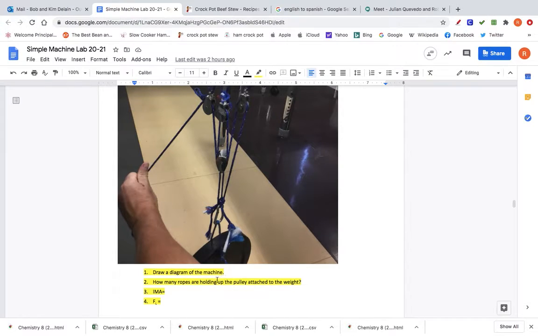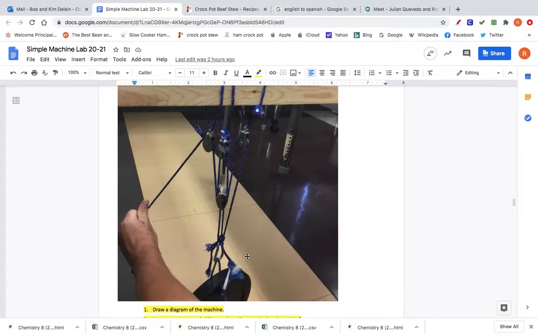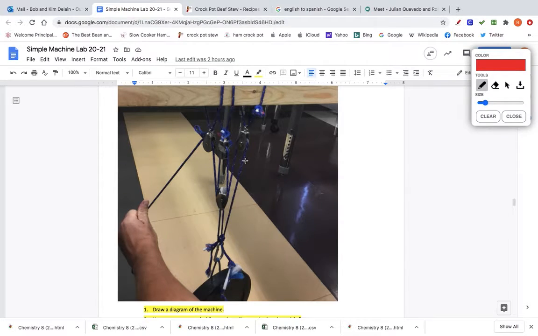You need to draw the diagram in your notebook, and then count how many ropes are holding up the load. A little easier to see on this picture. You count them: 1, 2, 3, 4, and 5. So those are the number of ropes that you have for this. I'm going to make a mark on each one of them so you can see the 5 ropes that are holding. Oops, sorry about that.